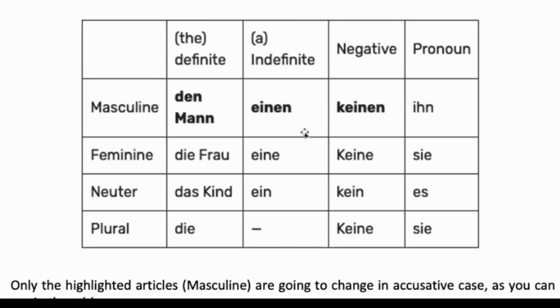Basically, we need to learn this table, then we can easily use the articles in two different cases. The only difference between nominative and accusative is masculine. We have to use der and ein here in the nominative case. If you want to write them as an object, then just change the masculine. Okay.